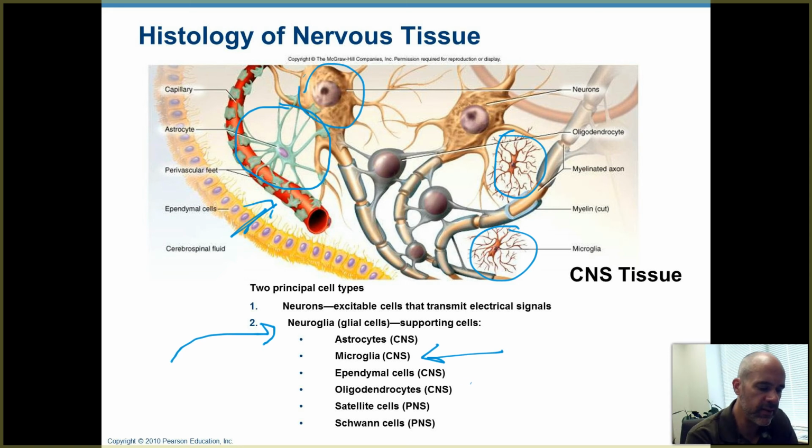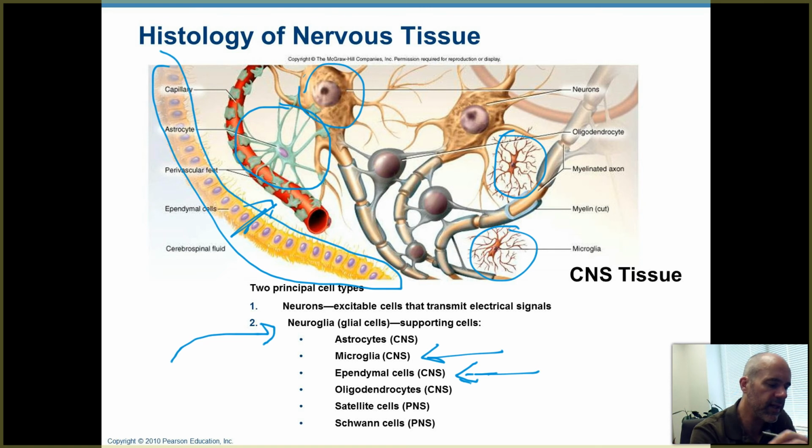Ependymal cells, that's another cell type in the central nervous system. You see these over here in yellow. Those are cells that line compartments in the brain that contain cerebrospinal fluid. They're called your brain ventricles. So when we're learning about the ventricles over on the anatomy side, these ependymal cells line those spaces, those ventricle spaces where that cerebrospinal fluid is located.